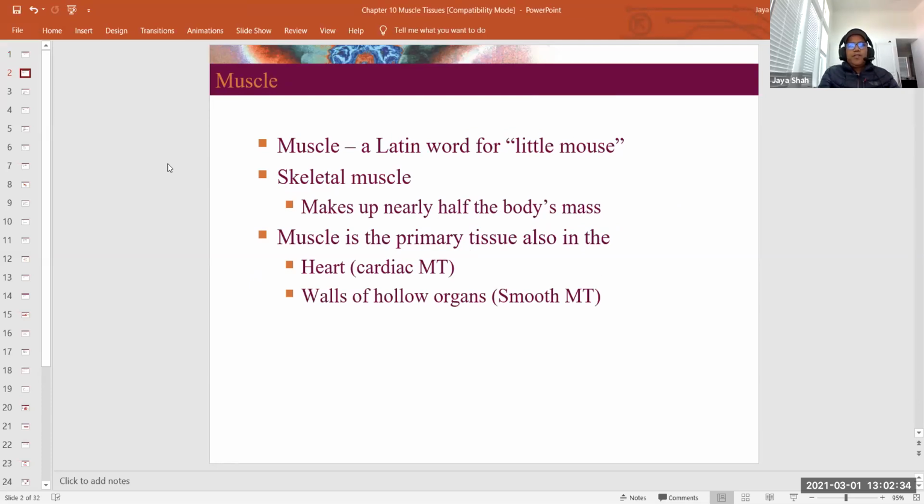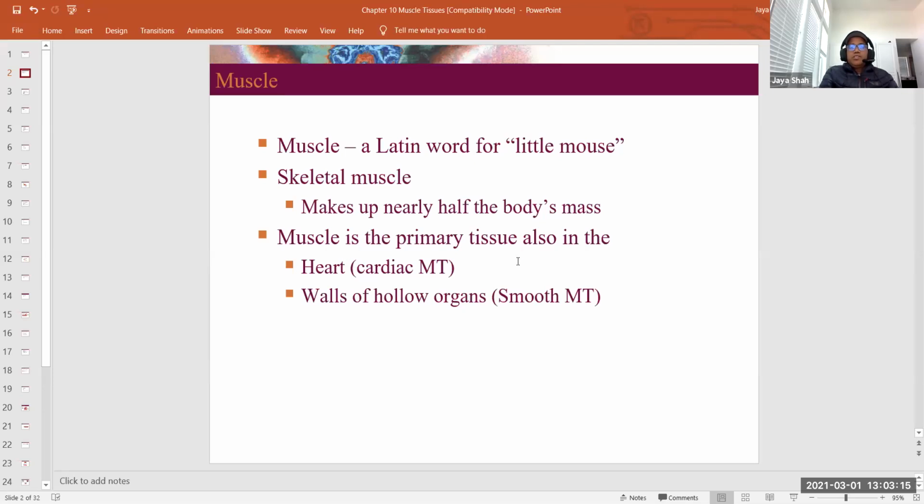So let's start with the overview of the muscles. Muscle is a Latin word which means little mouse. And little mouse is like if you put a mouse, a rat under the blanket, and when the mouse runs, how you see it from the top, exactly, muscle is under the skin. Skeletal muscles make up nearly half of body mass. That means if you have 160-pound weight, then almost 80 pounds will be the muscle.